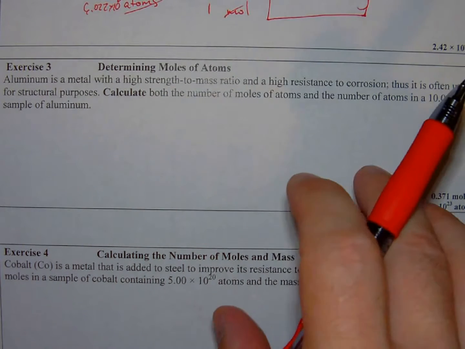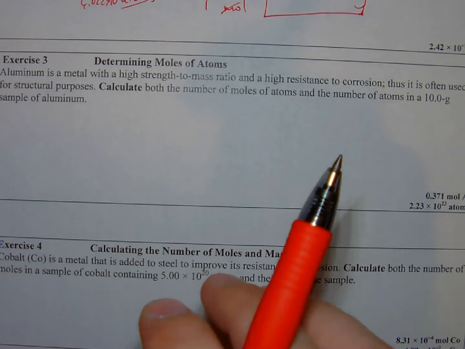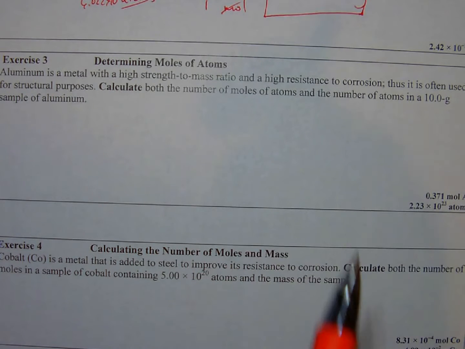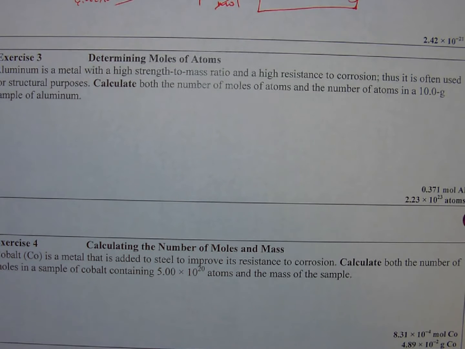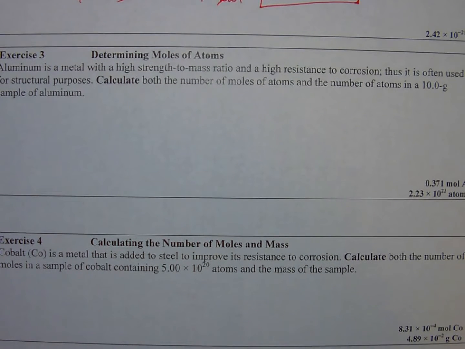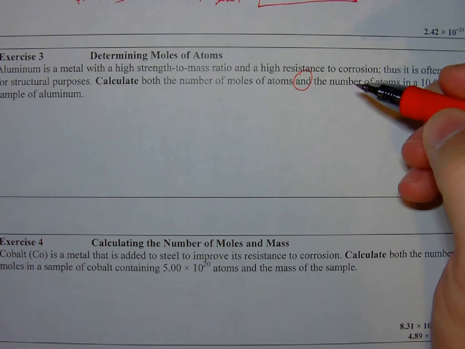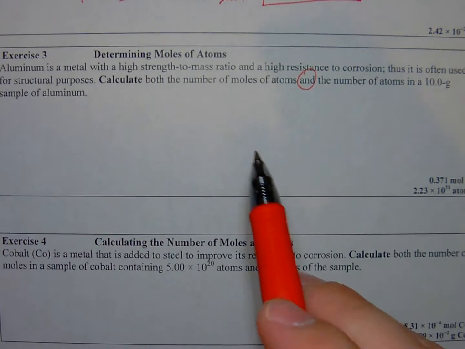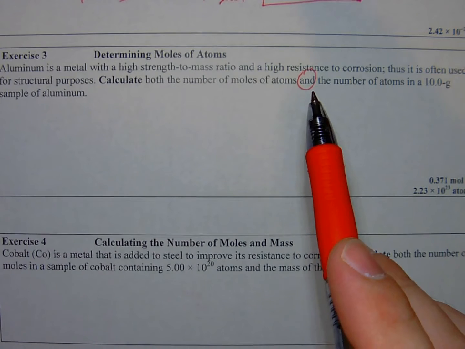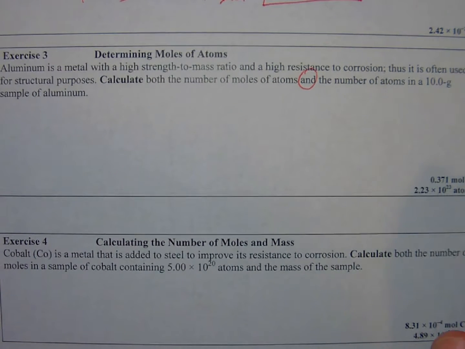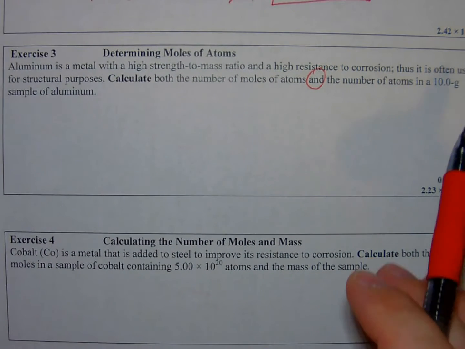So let's look at the prompt, right? What are we supposed to do? We're supposed to know stuff. That's what the AP exam is gunning for. Do we know how to do these calculations? So let's make sure we understand what we're being asked to do. Calculate both the number of moles of atoms and, so we're doing two things here, moles of atoms and the number of atoms in a 10.0 gram sample of aluminum.